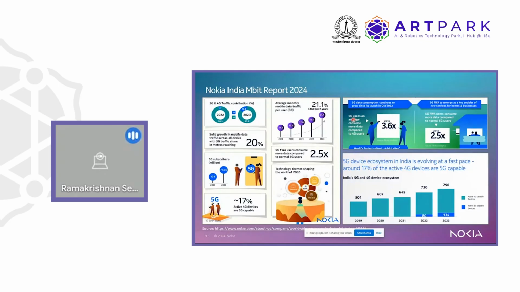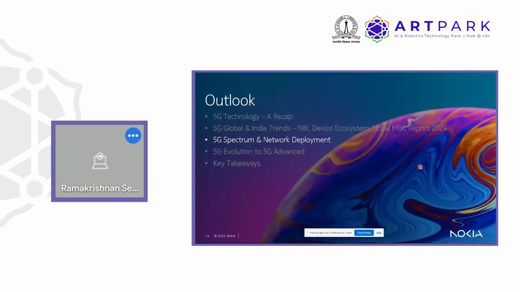The other trend is that 5G users on average are consuming more data compared to 4G users, and this is predominantly the mobile 5G users. This is primarily because the user experience is better. You tend to go for a higher picture or video quality when you're on the move. And the bottom graph is just showing you the device ecosystem view, which we have already covered in the past.